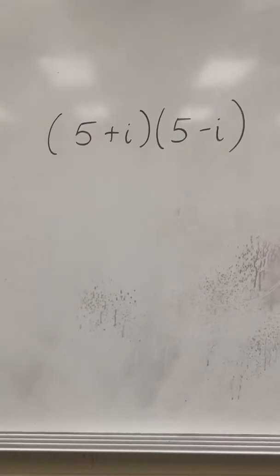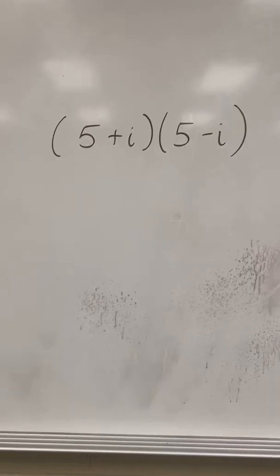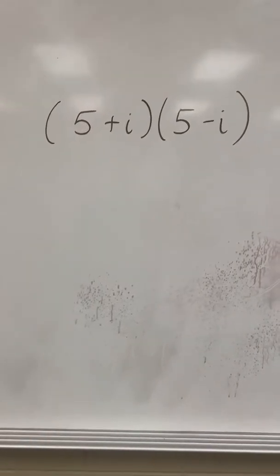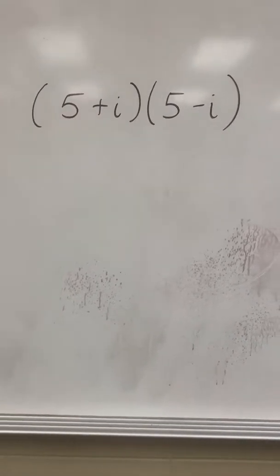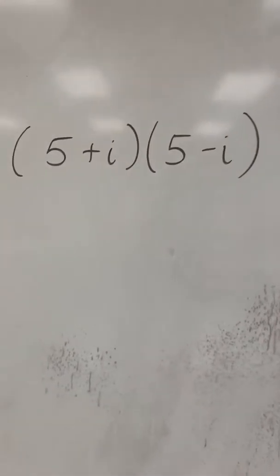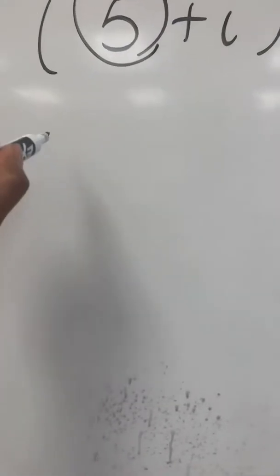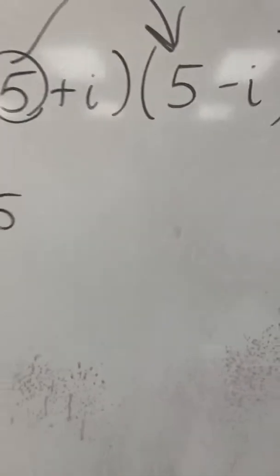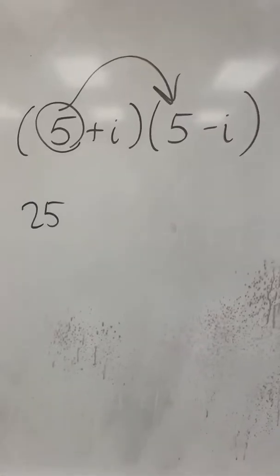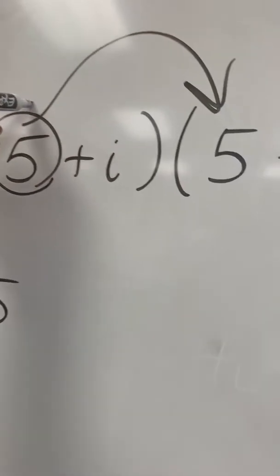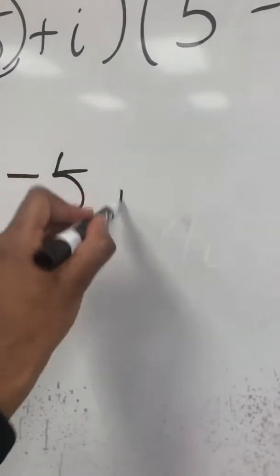All right, so this one is a special type of multiplication of complex numbers that I want to talk about. Now, we're going to follow the same process. All right, so I am going to multiply 5 times 5, and that gives me 25. I'm going to do that first. Next one, I'm going to multiply 5 times negative i, which is a negative 5i.